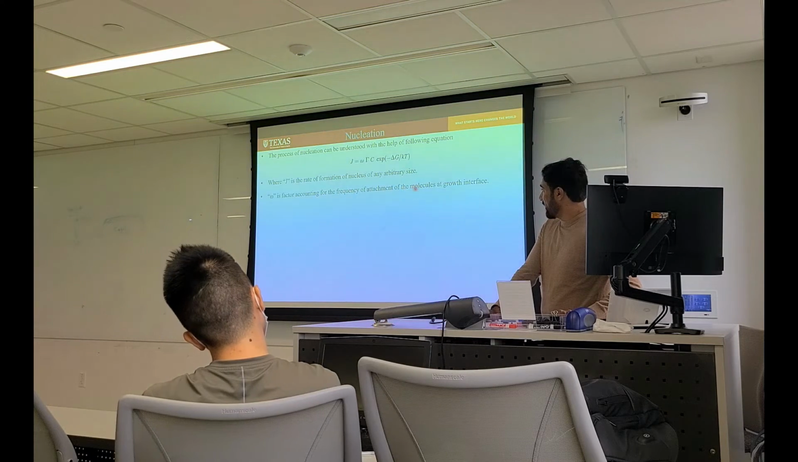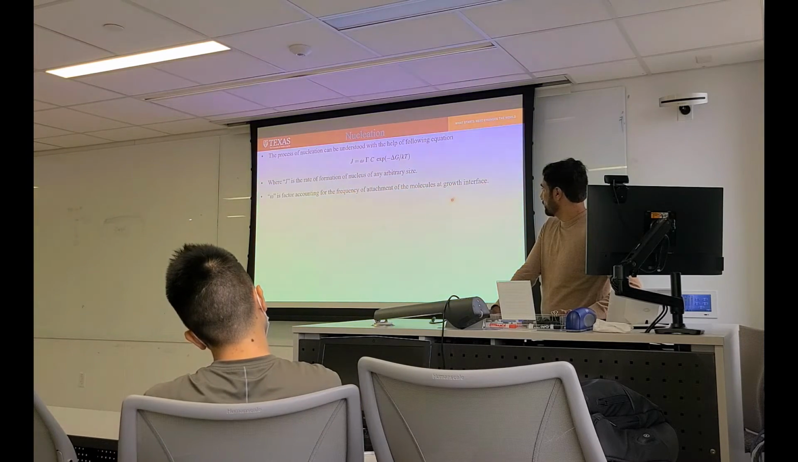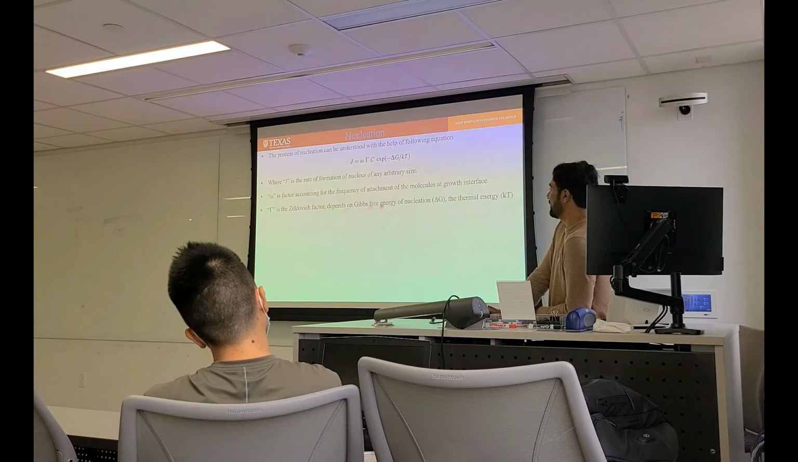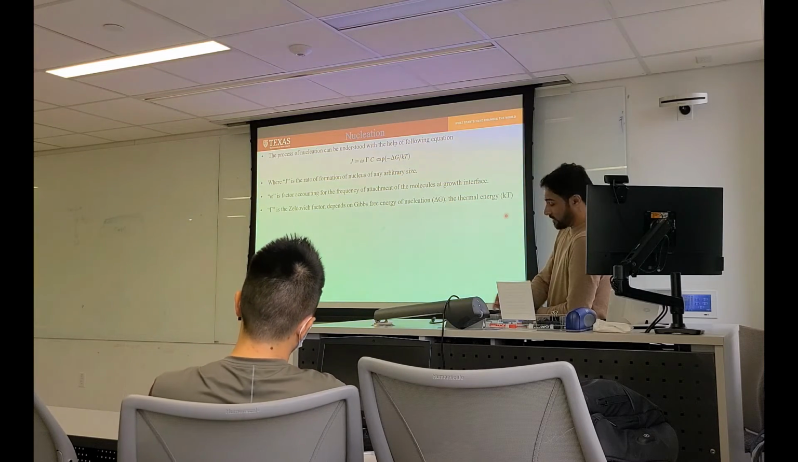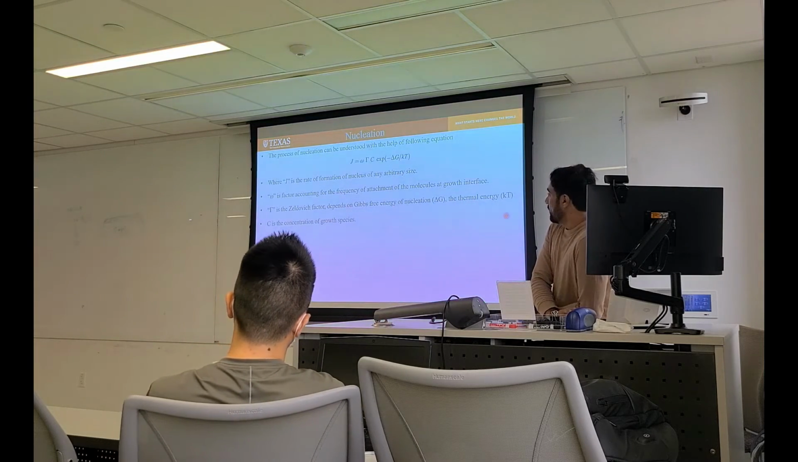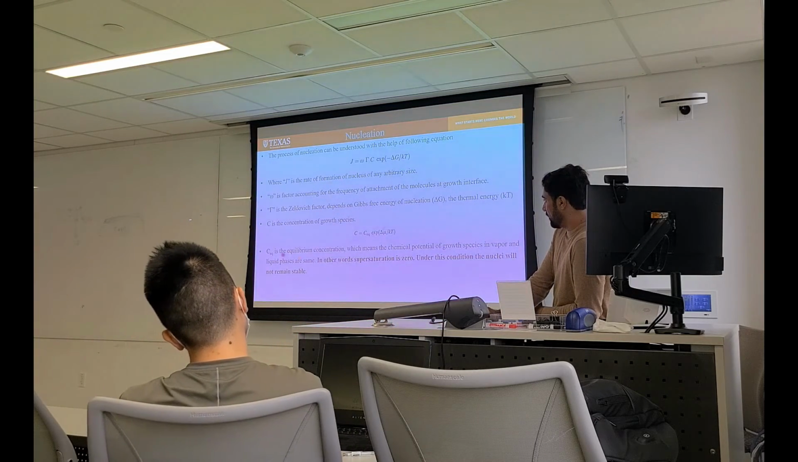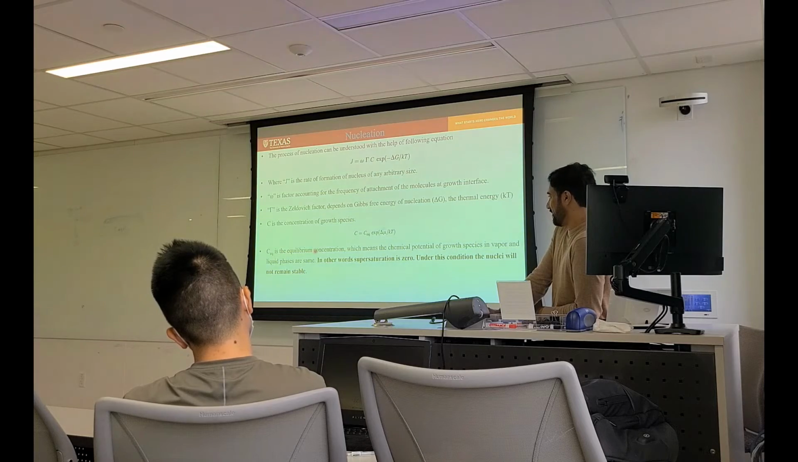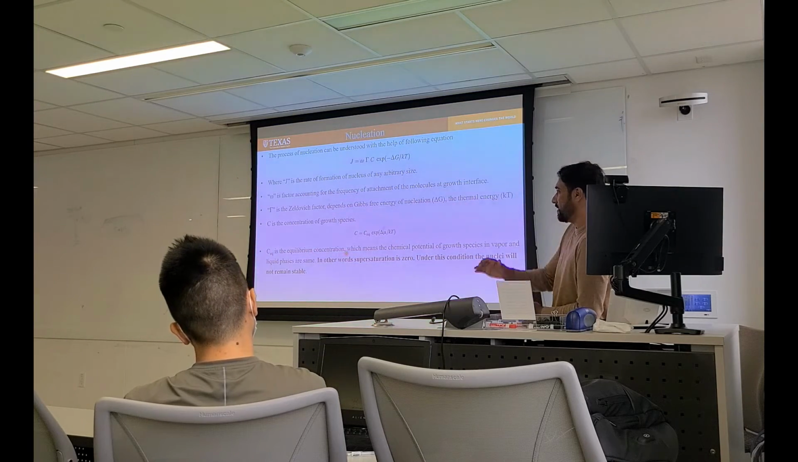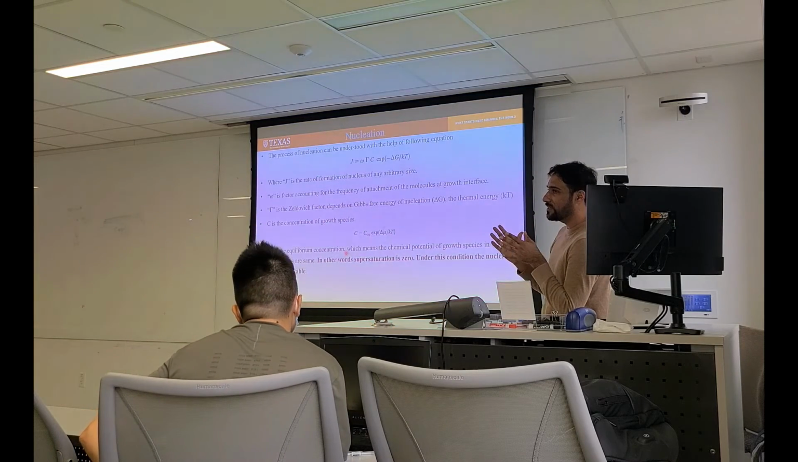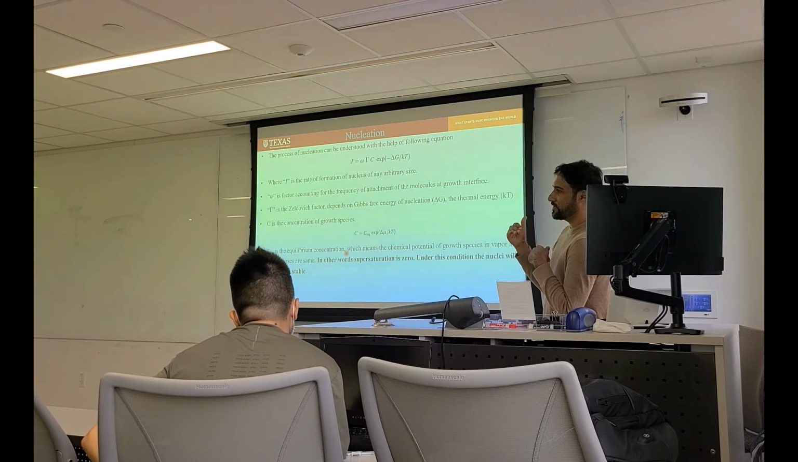This is the frequency of attachment of the molecules at the interface, and gamma is the Zeldovich factor, which depends on the Gibbs free energy and the thermal energy. C is the concentration of growth species. Suppose this concentration is the equilibrium concentration, meaning the chemical potential of the vapor phase and the solid phase is equal, so the concentration in the vapor phase and on the substrate surface are equal.